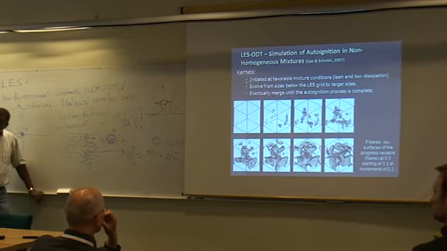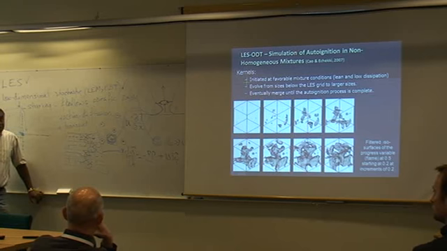Now, if you were to run the DNS and filter the DNS, you will see some similarities and some differences. Because this is a statistical model. It's designed to produce statistics, not the actual filtered DNS, of course. Because no LES is going to be filtered DNS no matter what you do.